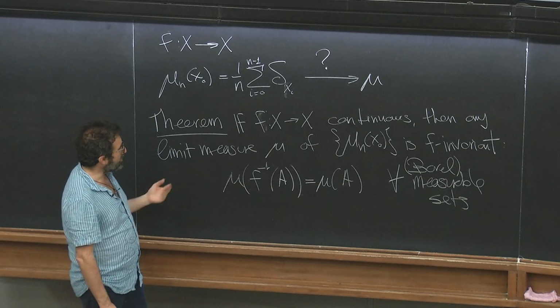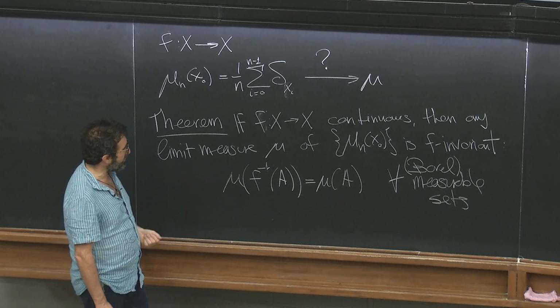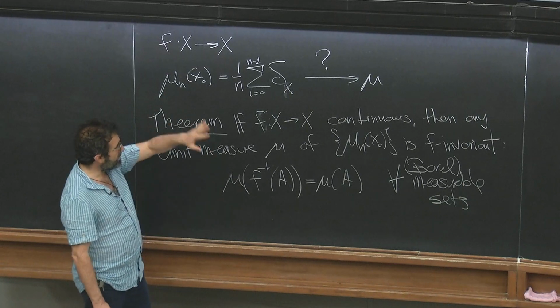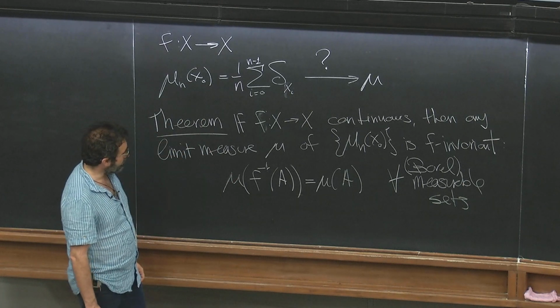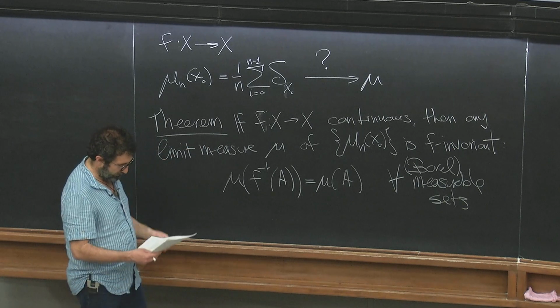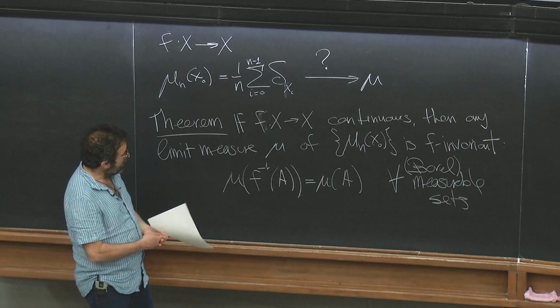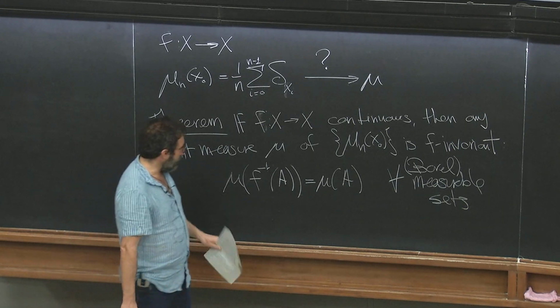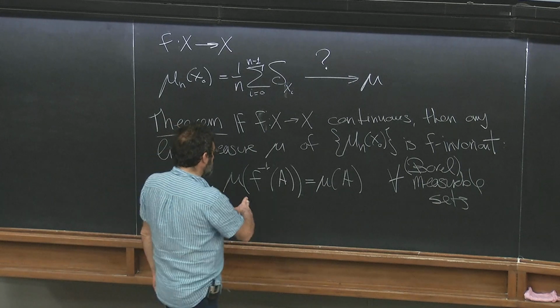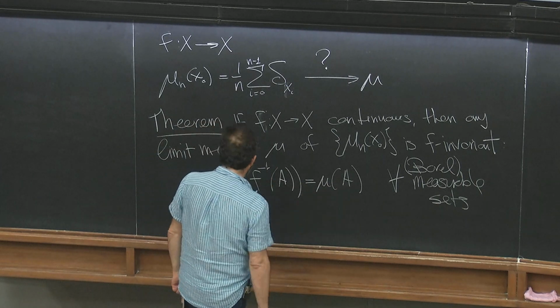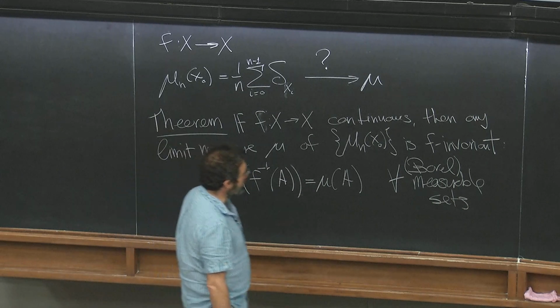But the first motivation for this definition is that this is a property shared by all the limit measures. So we should start with some examples to try to get a feeling of what this means.